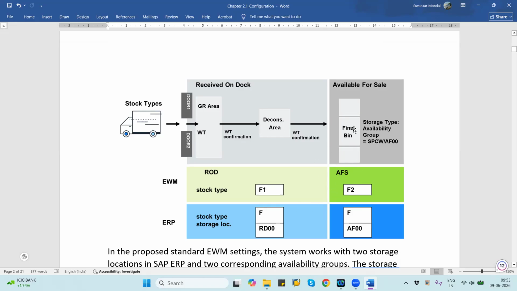So when the stock is in the final bin, you can see the stock type will become F2 and not F1. Okay.